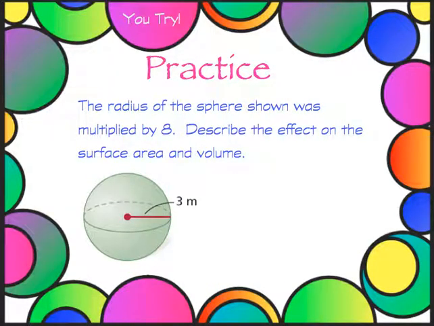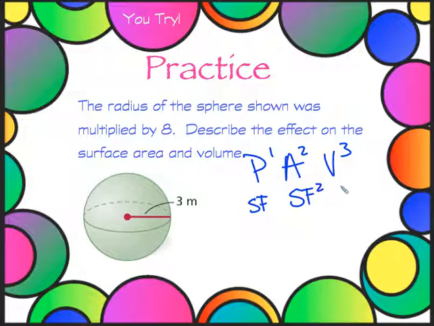Okay, the radius of the sphere shown was multiplied by 8. Describe the effect on surface area and volume. So we have P, A, V, 1, 2, 3. I bet you're sick of seeing this. This is the scale factor. This is the scale factor squared, scale factor cubed.